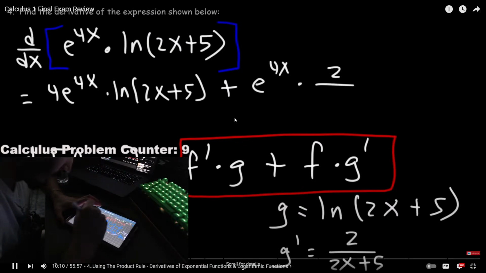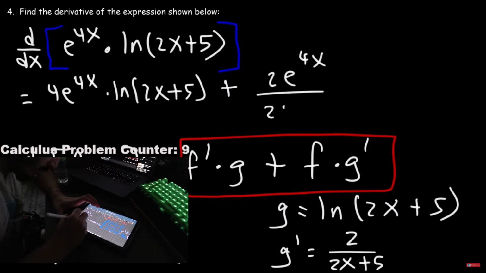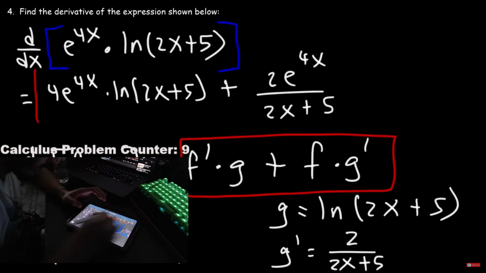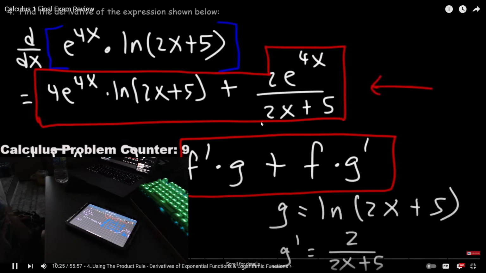Now we can basically combine those two. So I'm going to rewrite this as 2e to the 4x over 2x plus 5. So we can leave our final answer like this. And so that's it for this problem.